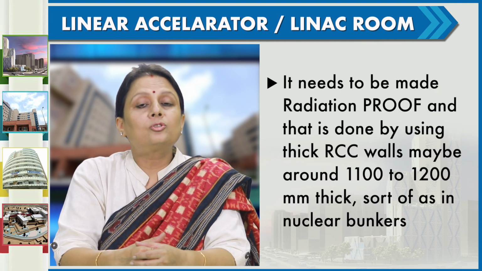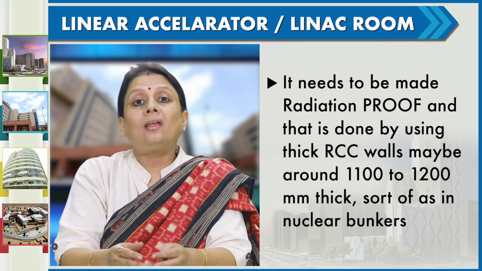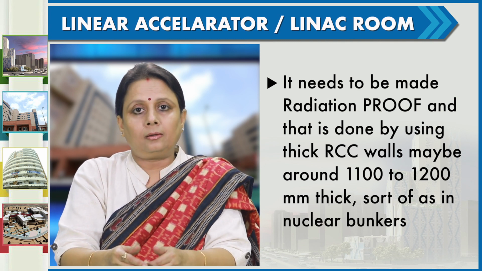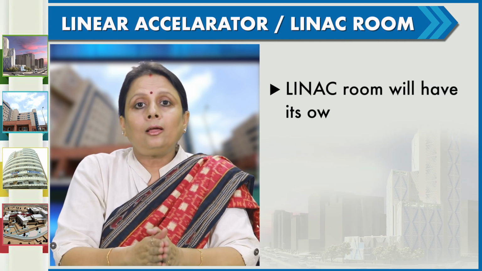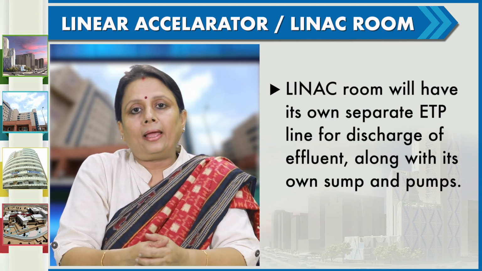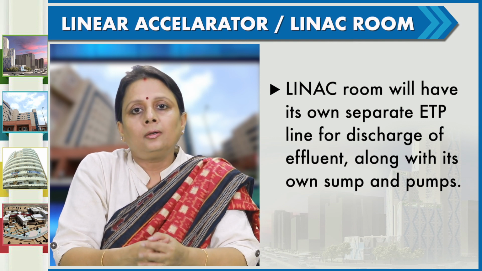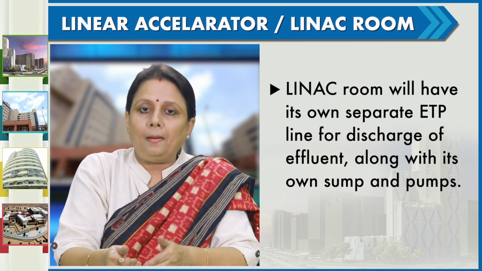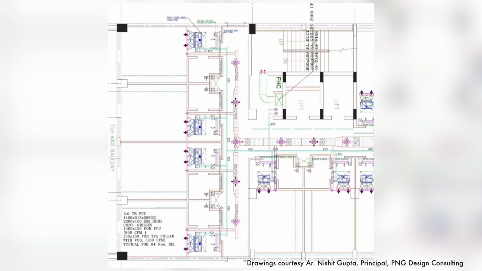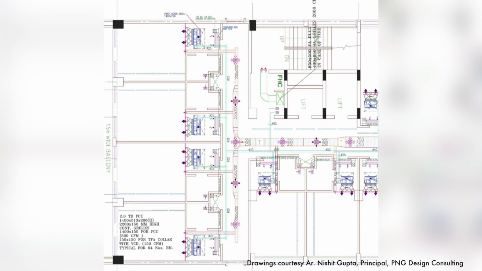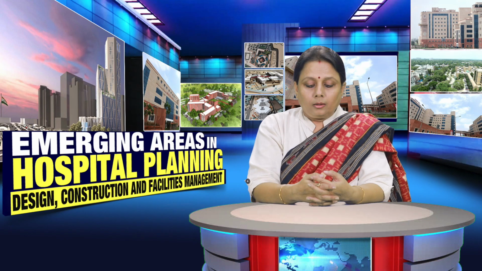And that is done by using thick RCC walls, maybe around 1100 to 1200 mm thick. Sort of like in a nuclear bunker. LINAC room will have its own separate ETP line for discharge of effluent along with its sump and pump. Now in this drawing we can see that at places the LINAC room's walls even extend up to 2400 mm thick.